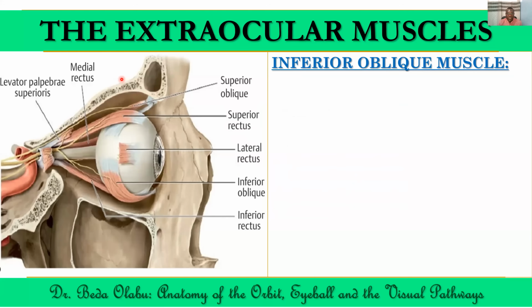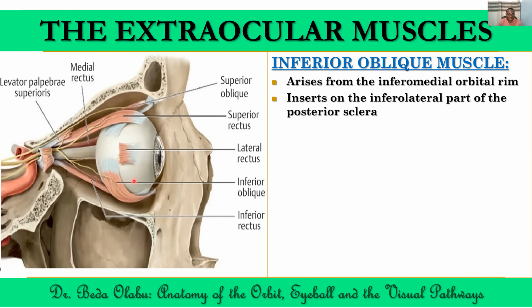Last but not least, the inferior oblique muscle. It doesn't arise from the orbital apex like the other muscles. Important to note. This muscle arises from the inferior-medial orbital margin, this point. It doesn't arise posteriorly, it arises anteriorly. Then it takes an inferior posterior turn to insert onto the inferolateral aspect of the posterior sclera, again, posterior sclera.